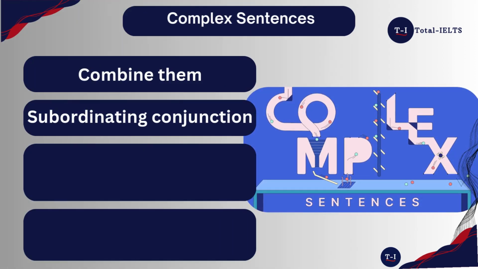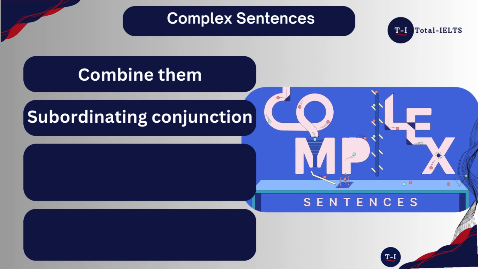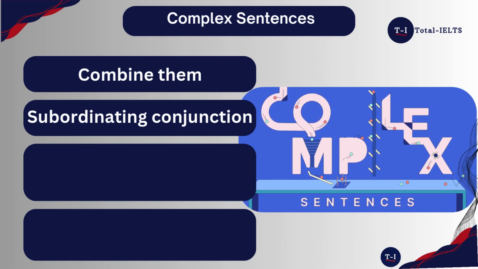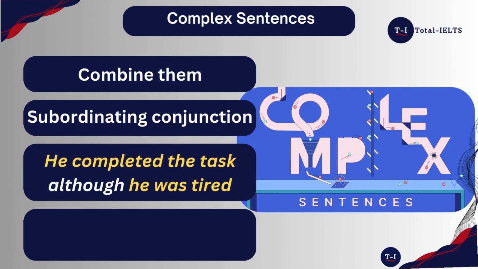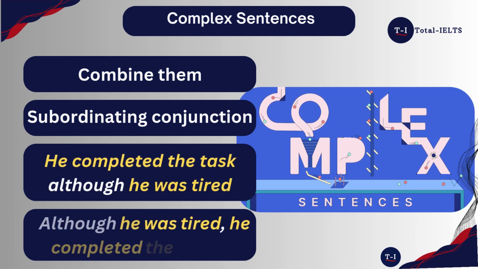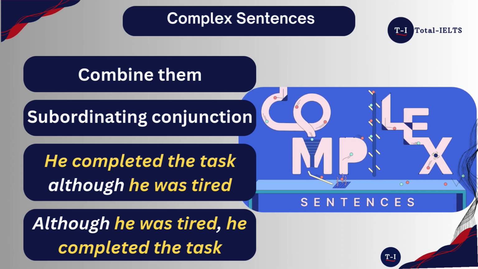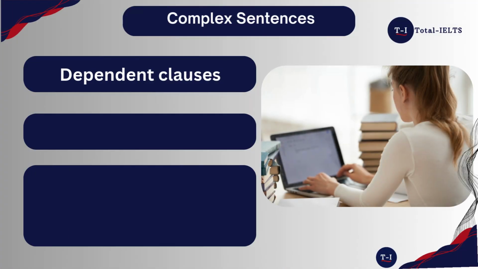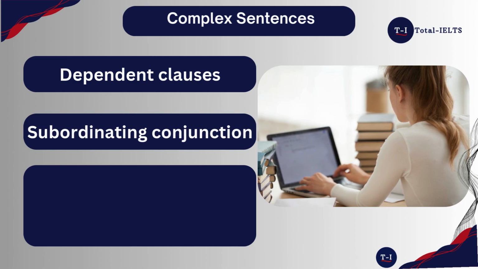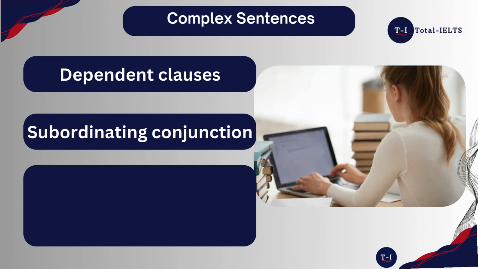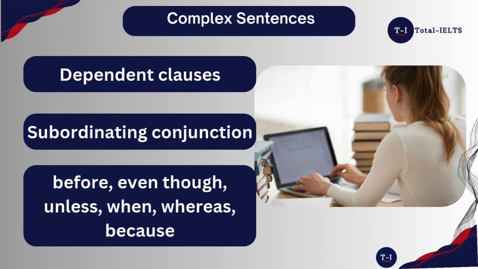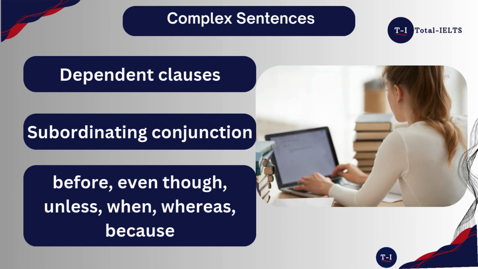So when we combine them using a subordinating conjunction, it makes sense and is a complex sentence. Example, he completed the task although he was tired, or although he was tired, he completed the task. Notice the punctuation here. When the dependent clause comes first, we must use a comma. Dependent clauses start with a subordinating conjunction. That's a big grammar term there, but basically these are linking words, such as before, even though, if, unless, because, whereas, etc.